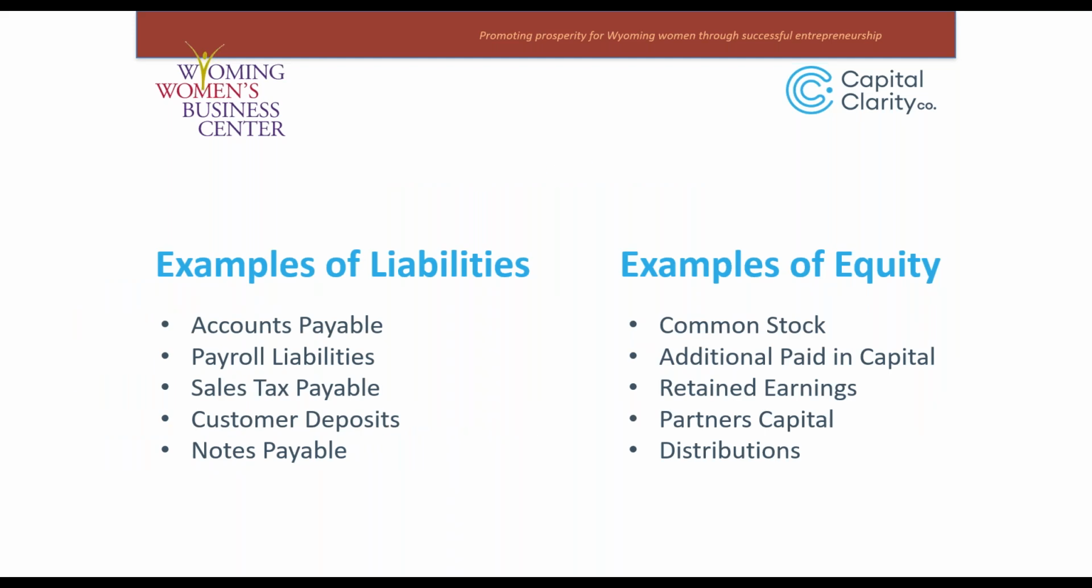Examples of liabilities would include accounts payable, payroll liabilities, sales tax payable, customer deposits, and notes payable. So accounts payable, this is stuff that you might have purchased from a different company. In our example, we might have purchased a truckload of bricks from a company. We're paying them later, so we have accounts payable to them at that point in time. Payroll liabilities generally stem from when you pay employees and then you have to remit their withholding at a later date. That's how that one comes up.